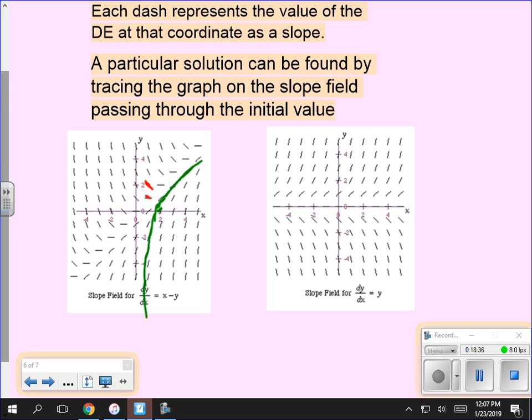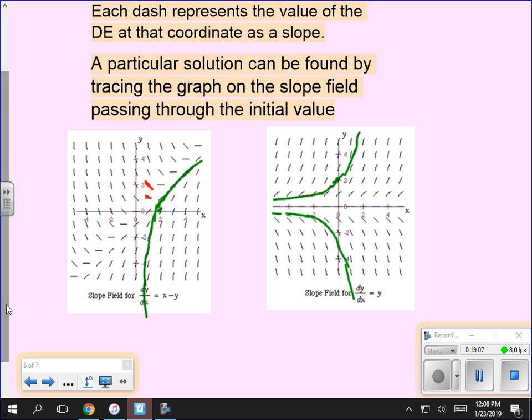If I want to do this one here, I want to find the particular solution that goes through the point 0, 2. I start there, and I follow my graph. If I start down here, same thing. Follow what the graph tells me to do. What does the slope field tell me to do? Oh, it gets a little steeper, so I get a little steeper. It gets a little shallow, so this thing is shallow.